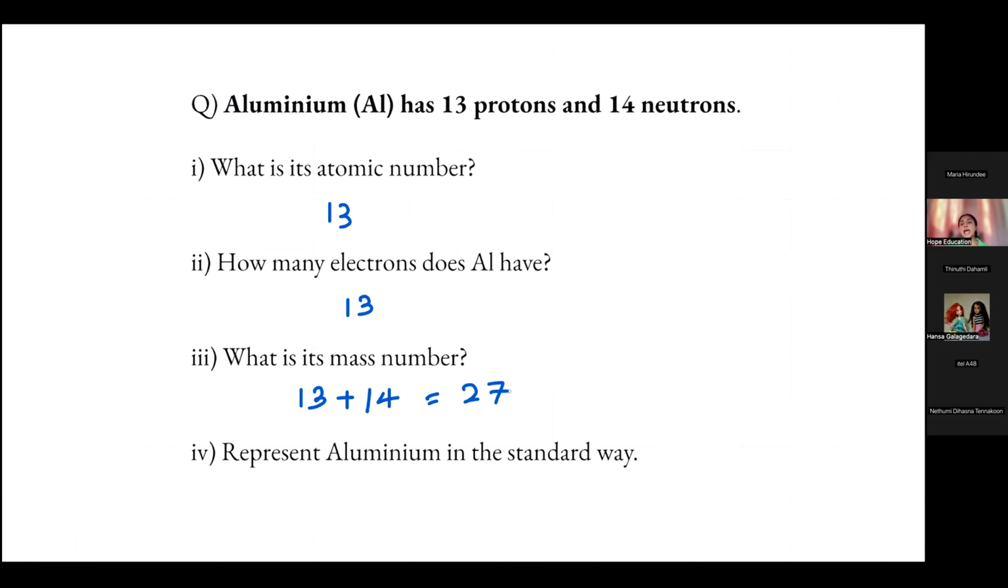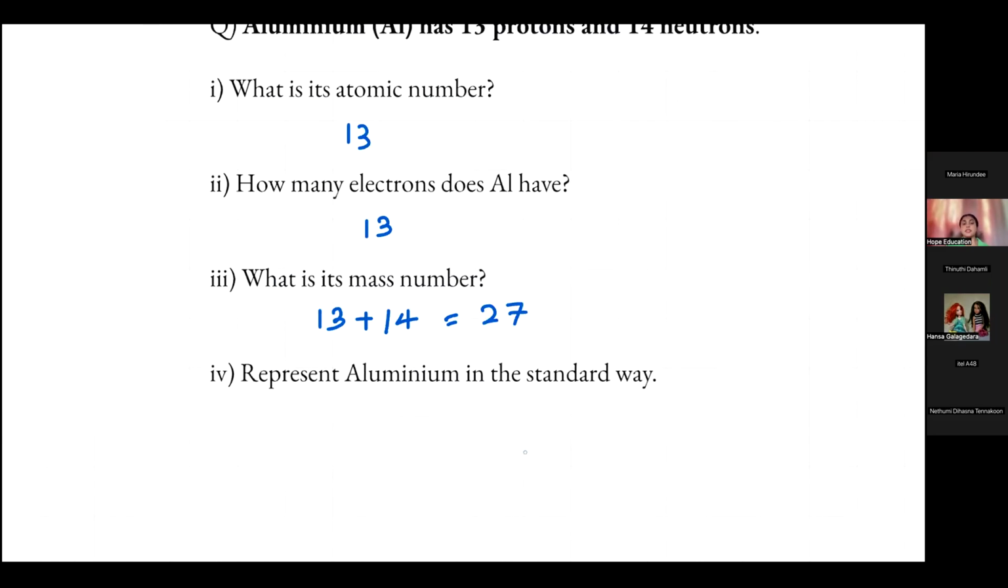Represent aluminium in the standard way. We write the symbol Al. At the left bottom corner I write the atomic number which is 13. At the left top corner I write the mass number which is 27.